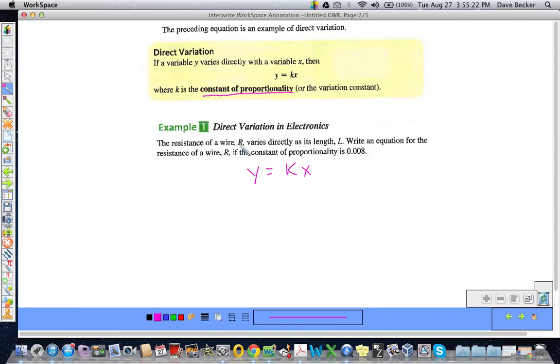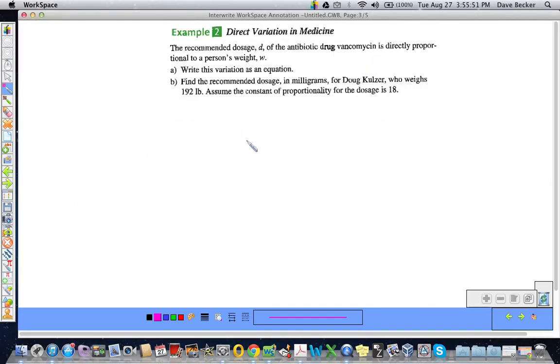Well, here it says R varies directly as its length L. So we're going to replace y with R. It varies directly with L. And we have the constant of proportionality, 0.008. So I'm going to replace k with that. And that's all there is to it, 0.008 times L. So that's no big deal. Is it always going to be that easy? Of course not. We're going to have problems to solve with direct variation.